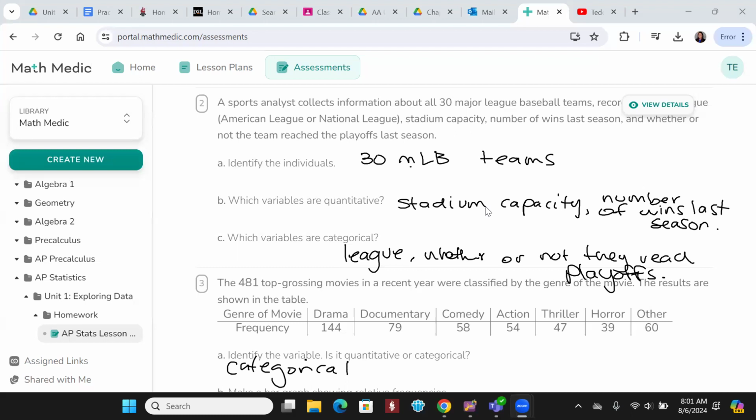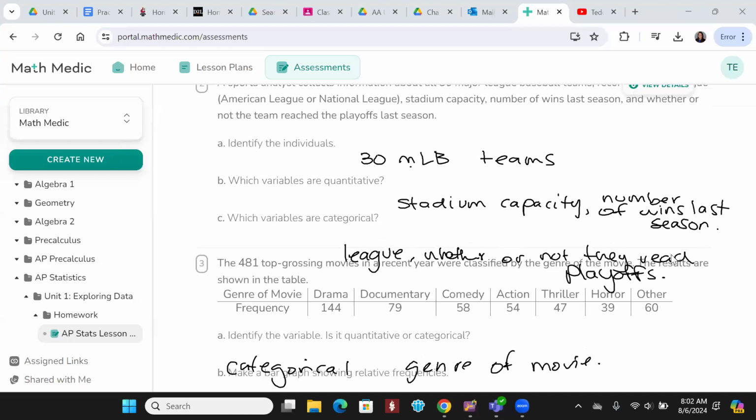All right. On number 3, part A, identify the variable and whether it's quantitative or categorical. Genre of movie, and we are categorical. Good? With the bar graph, remember, go up by a consistent number each time. So our maximum, and remember, we're doing these by percentages.